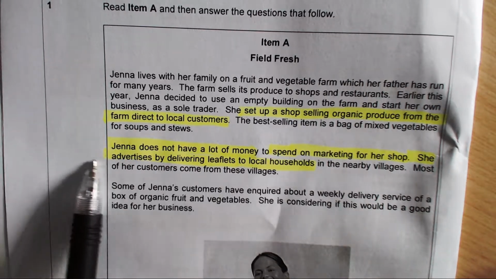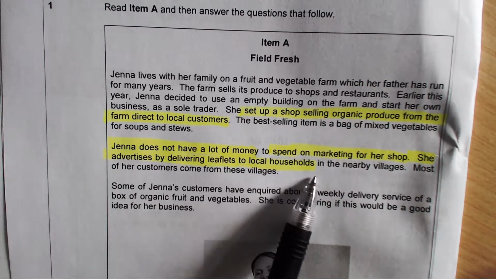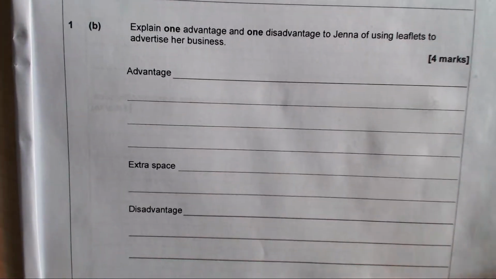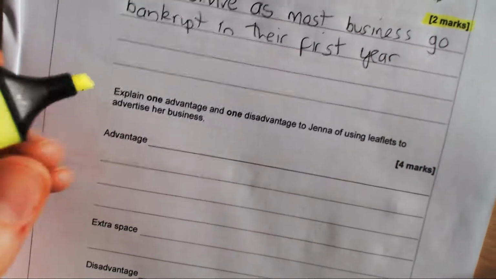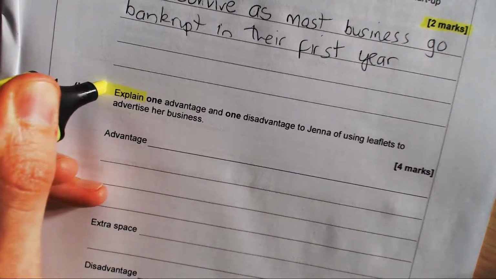She advertises by delivering leaflets to local households. So let's go back to the question, having reminded ourselves of the context. Explain one advantage and one disadvantage to Jenna of using leaflets to advertise her business. So we've got here an explain question again. There's my trigger word. So let's just highlight my trigger word.